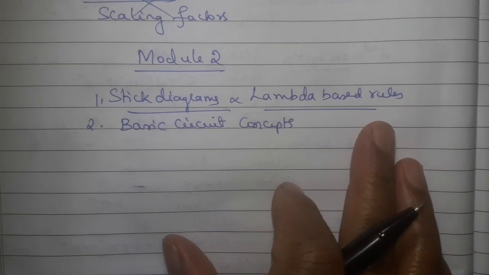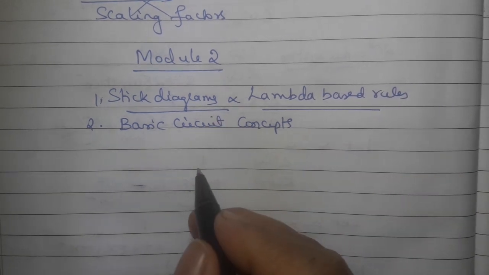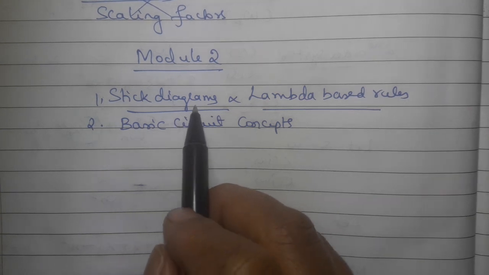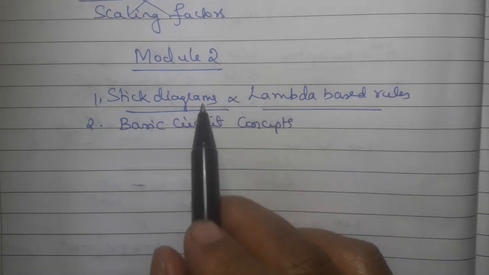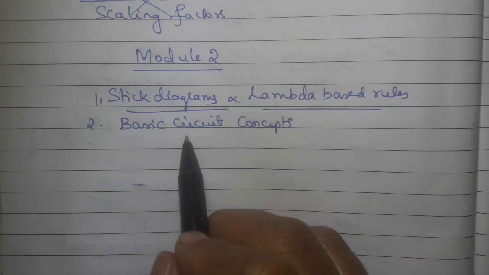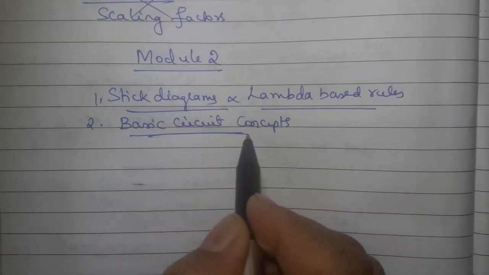So, let us continue with the remaining unit of module 2, the last unit of your syllabus. We have already studied one unit, that is stick diagrams and lambda based rules, as a part of your module 2. You have another unit which needs to be studied, that is your basic circuit concepts. Let us start with basic circuit concepts.